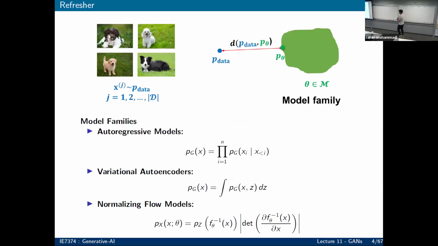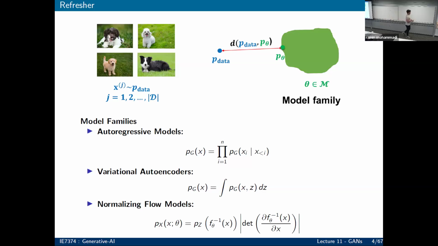Again, just a quick refresher. We're going to find, for the probability of this data, some model family that has the minimum distance between these two. That's the overall goal. So far, we have seen autoregressive models, where every pixel being generated depends only on the past.